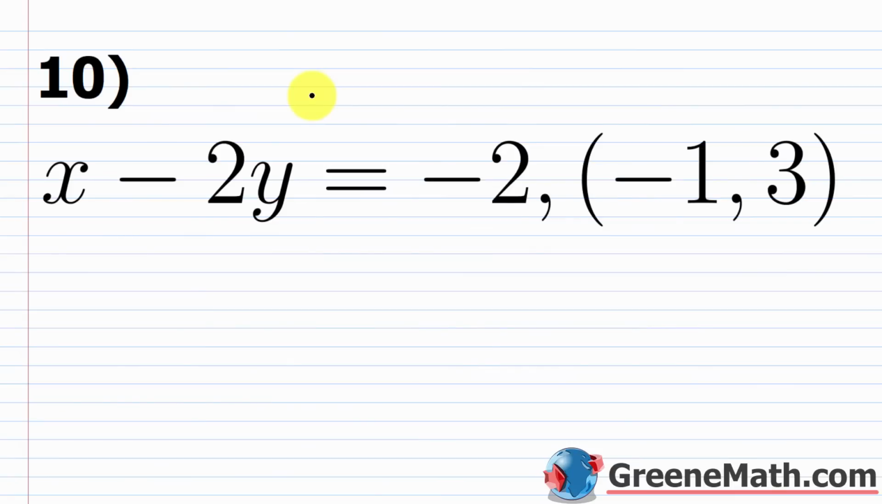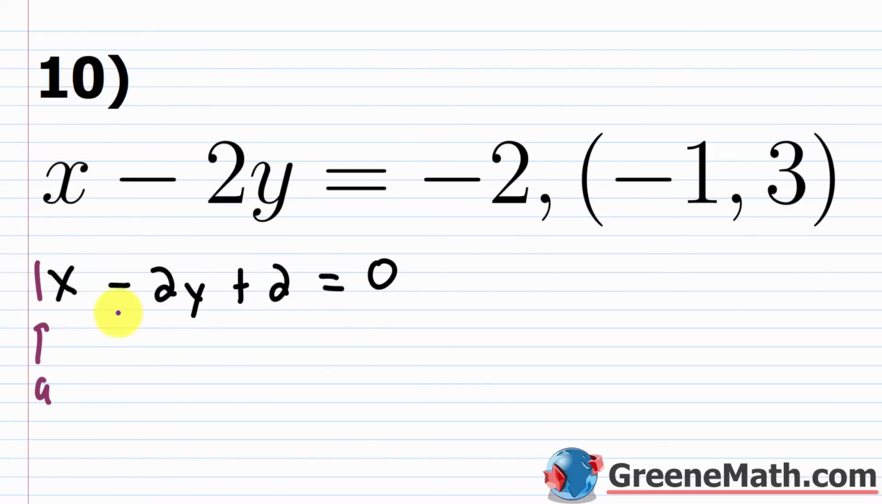All right, let's take a look at problem 10. So here we have x minus 2y equals negative 2. Again, you'd want to write that as x minus 2y. I'm going to add 2 to both sides, and this equals 0. So this is the general form. This is what you want. Let me go ahead and record this now. So my a is 1, my b is going to be negative 2, and my c is positive 2.